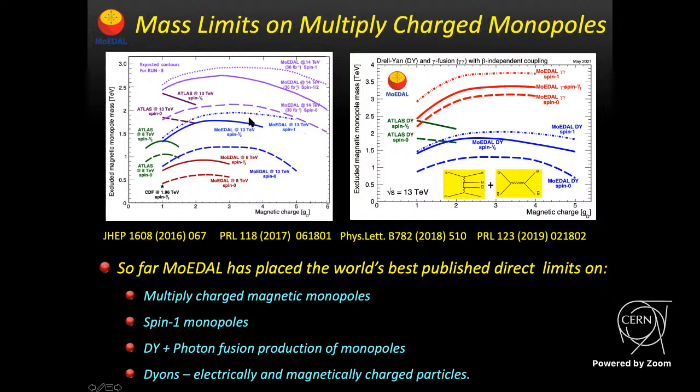A lot of these results are from the trapping detector only. On the right, we see what we've done here is include another production mechanism for monopoles, which is usually taken to be Drell-Yan production of monopole pairs. Here we have the production of monopole pairs by photon-photon fusion. You can see that this pushes the cross-sections up so that we actually take back the lead in terms of limits on monopole production. We've also, for the first time, produced spin-1 monopole results. And as we'll see later, we've produced the first results on the search for dyons, which are electrically and magnetically charged particles.